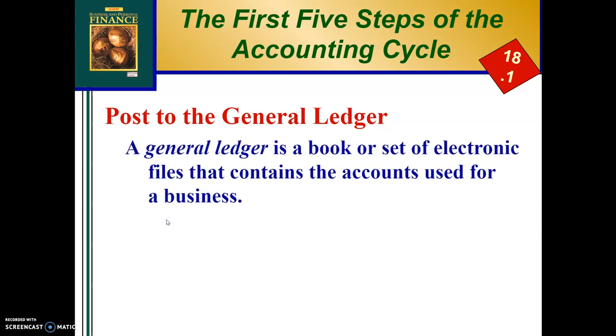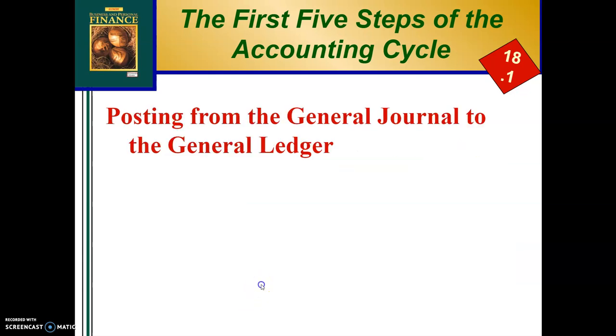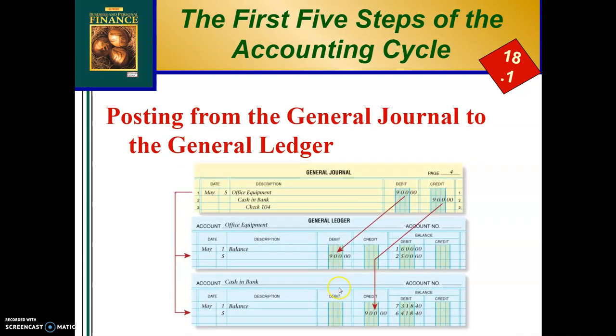After it is journalized, we then take that transaction and we post it to the general ledger. So in this case, we have a ledger account for each of the accounts that we have in the business. This is a book or set of electronic files that contains the accounts used for the business and their ongoing balances as transactions take place. Posting from the general journal to the general ledger is known as posting. So we take what has been recorded in the journal and we post it into the general ledger in order to update the values of those accounts based off the transaction that took place. So notice how we post what had happened in the journal and then we update the balance based off of that action. Office equipment increased in value, cash and bank decreased in value.